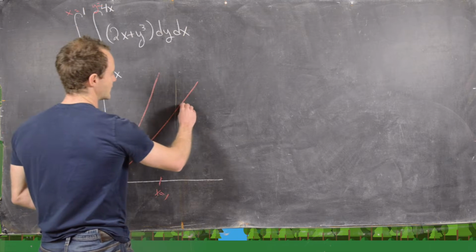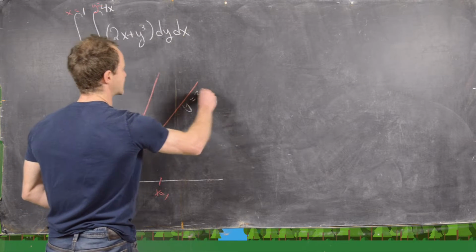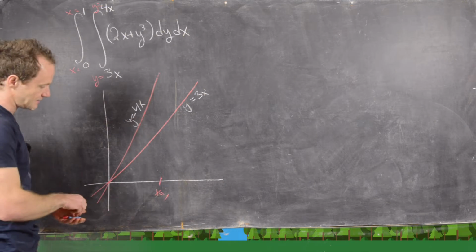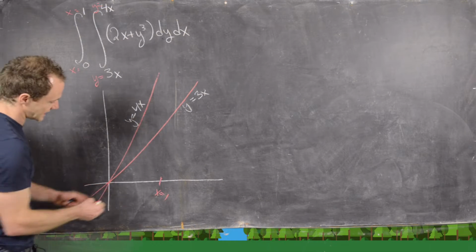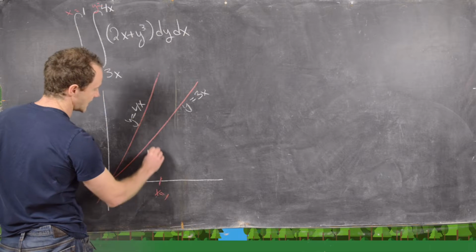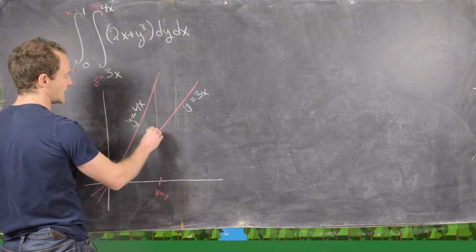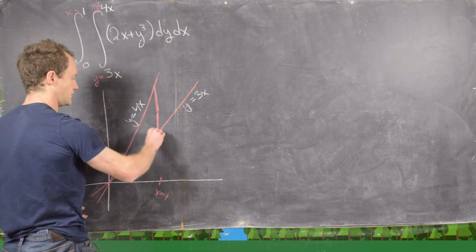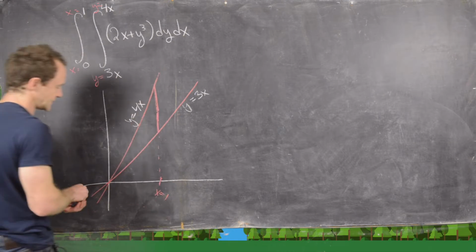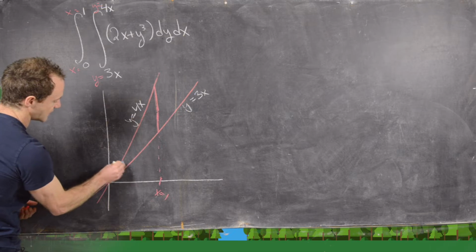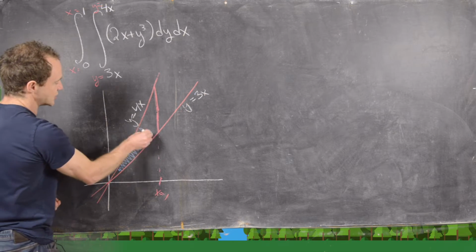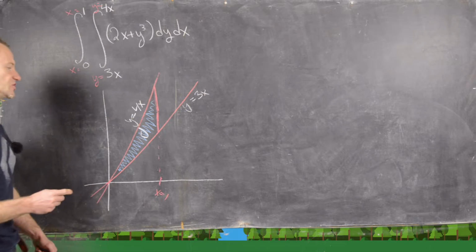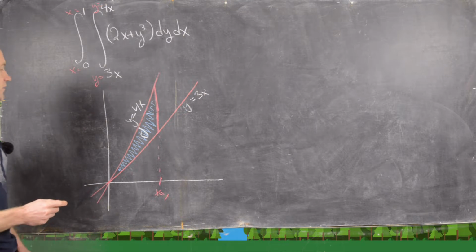So let's go ahead and label this. This is y equals 3x. This is y equals 4x. Okay, great. And now notice we can bring a vertical line up here, and that's going to build our picture. So in fact, we are taking a double integral over this region, which I'll shade in blue, and we'll call this region D. Okay, great.